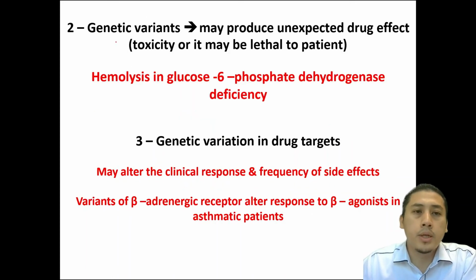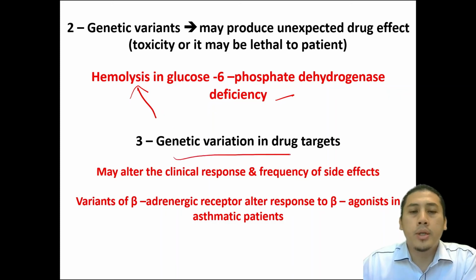The second mechanism is genetic variations may produce unexpected drug effect or toxicity, or it may be lethal to patient. For example, G6PD deficiency or glucose 6-phosphate dehydrogenase deficiency. So this is a genetic variance that happens in certain human beings, and the function of G6PD is to protect the integrity of red blood cells. So if you have a deficiency in G6PD, then it cannot protect the red blood cells, and that will result in hemolysis, the breakdown of red blood cells.